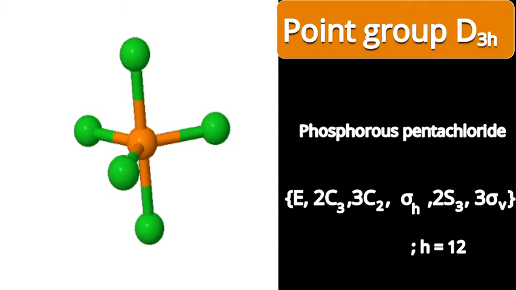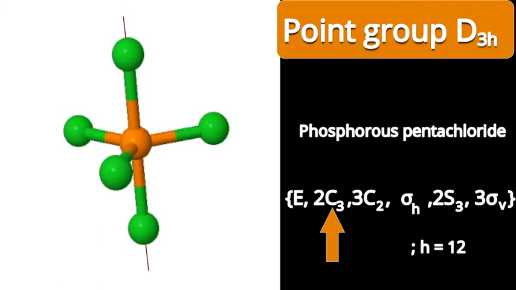The first basic trivial operation that we need to consider is identity. Afterwards, along those axial chlorines with phosphorus at the center, there is an axis, a line, and the name for that axis is C3. How many unique operations can we perform around C3? 2. Therefore, I am representing here 2C3.